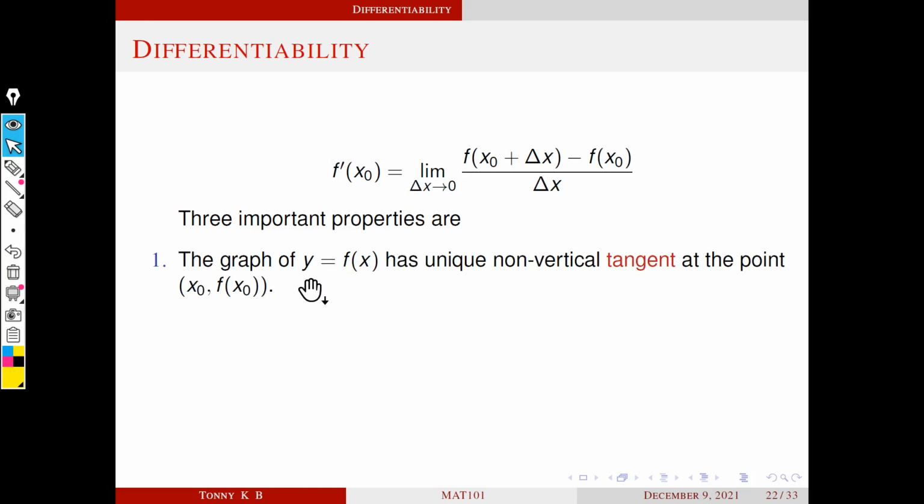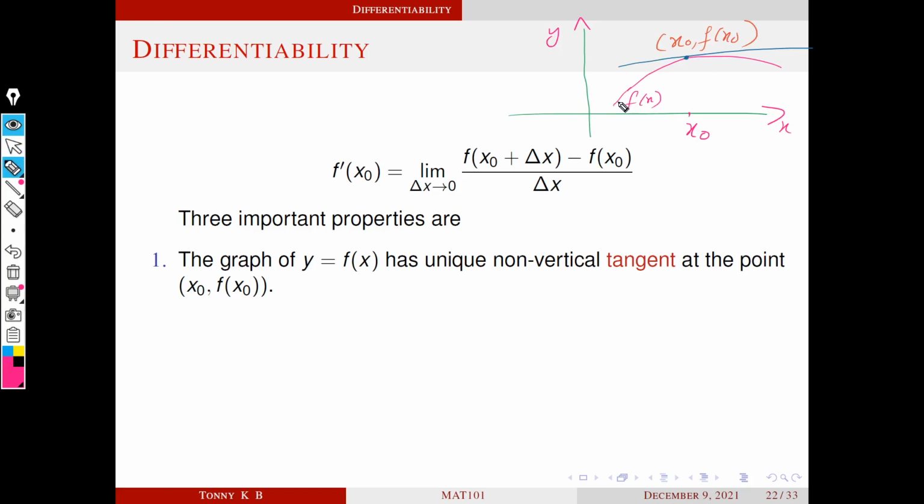The first one is that the graph y is equal to f of x has a unique non-vertical tangent at the point x0, f of x0. That is, suppose this red curve is y equal to f of x, and we consider a point x0. If it is differentiable and f dash of x0 exists, then f dash of x0 is the slope of this tangent. That means it has a unique tangent at this point, and the slope of this tangent is given by f dash of x0.